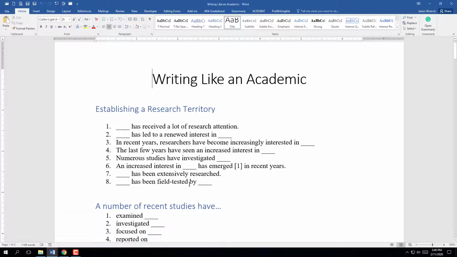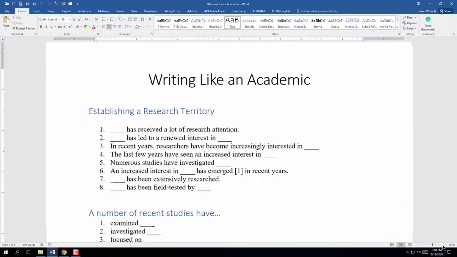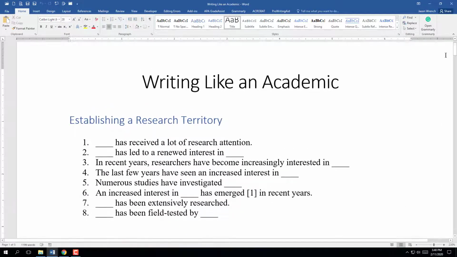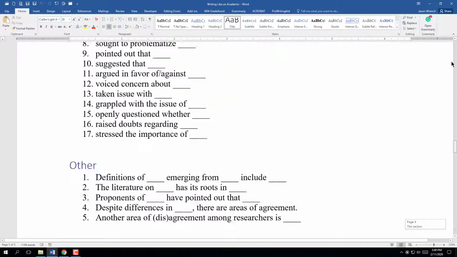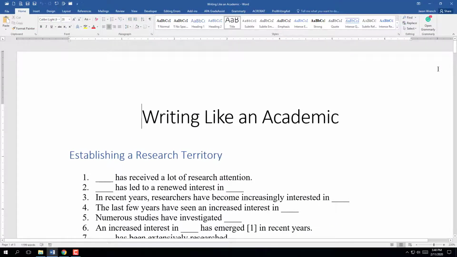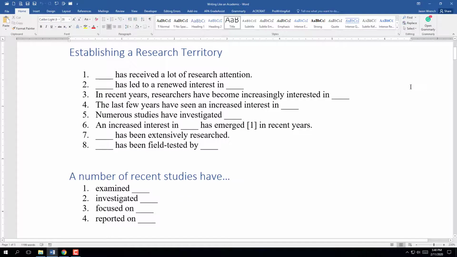Now, last thing I want you to look at is this document right here. I call it Writing Like an Academic. Just as an FYI, it all came from this wonderful little book. It's called The Only Academic Phrasebook You'll Ever Need, 600 Examples of Academic Language. And basically what this guy did is he realized that academics have a really bad habit of talking about things in the same way over and over again.